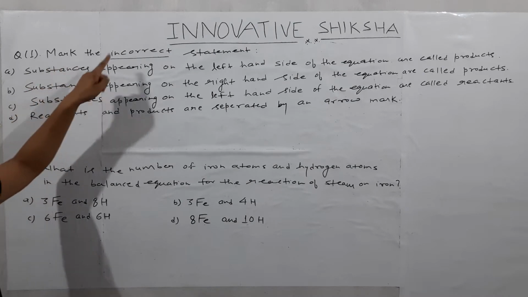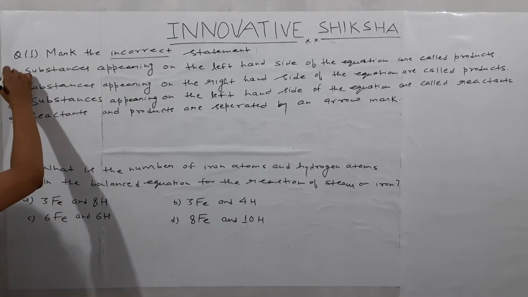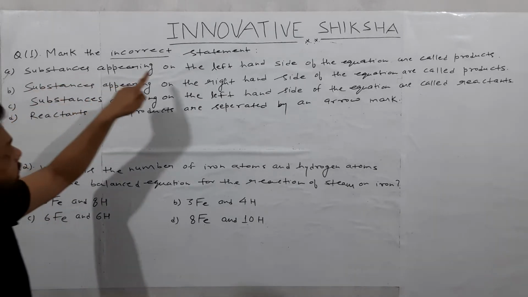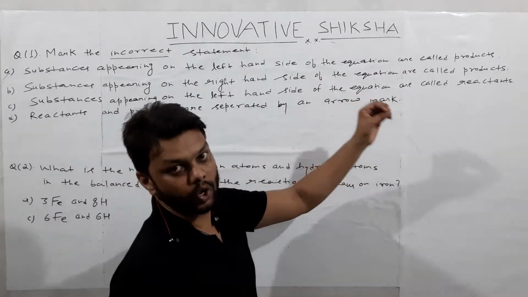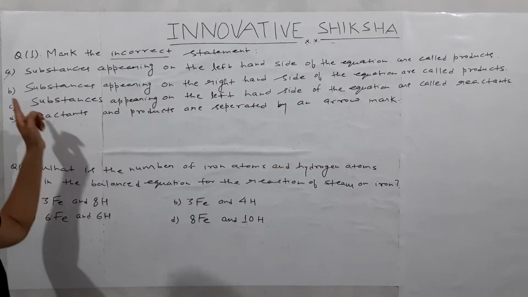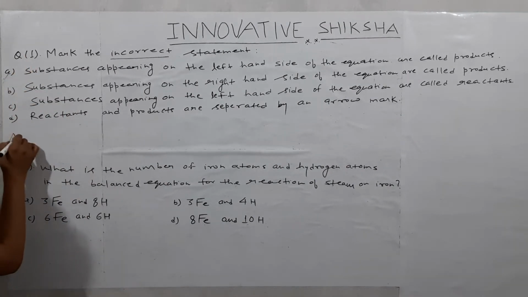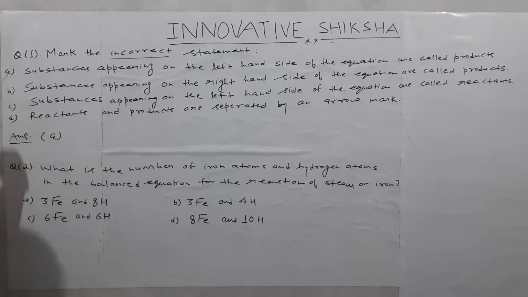to mark the incorrect statement, and the incorrect statement will be option number A, because option number A says substances appearing on the left hand side of the equation are called products, which is wrong. Therefore option number A is the correct answer for question number 1.